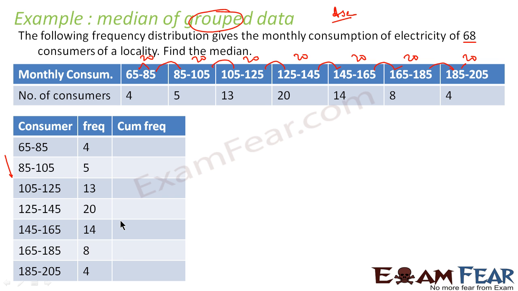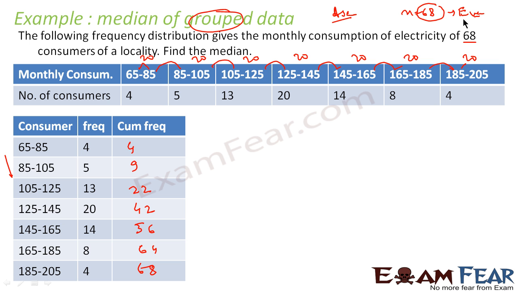So the first thing we should do is find the cumulative frequency in case of median. So let's do this. Here it will be 4. Here it will be 4 plus 5, 9. 9 plus 13, 22. 22 plus 20, 42. 42 plus 14, 56. 56 plus 8, 64, and 64 plus 4 is 68. So I found the cumulative frequency. Now if you see, the number of observations is 68 because the maximum value of cumulative frequency is the number of observations. So n comes out to be 68, and n here in this case is an even number.